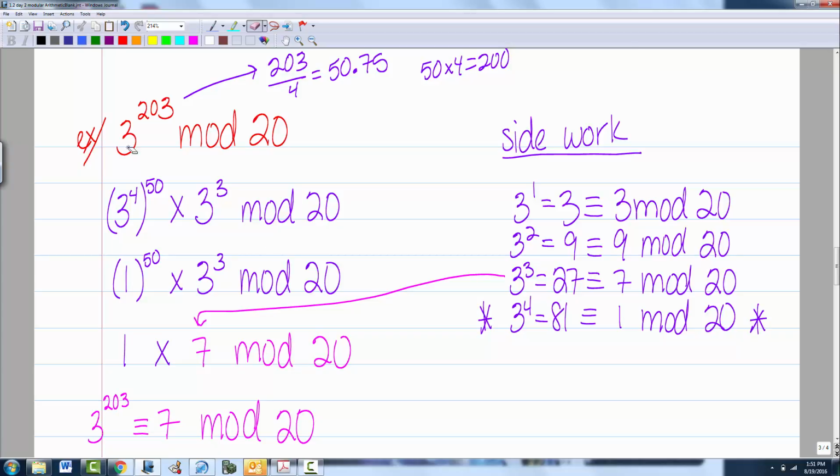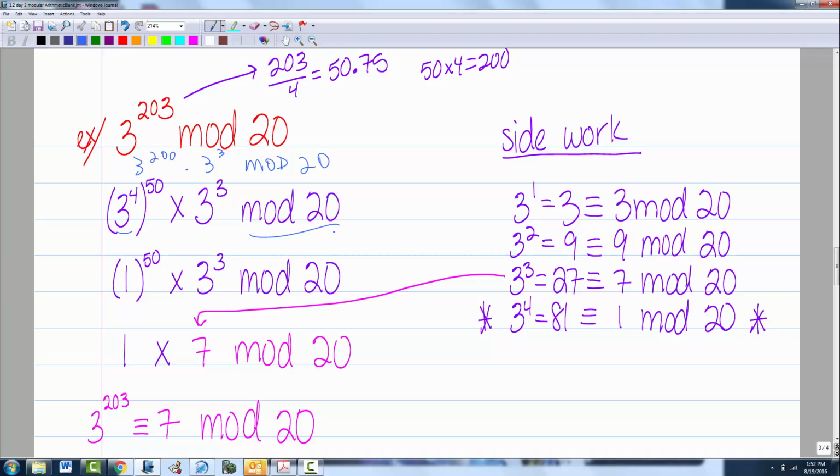So what I first did was write 3 to the 200th times 3 to the third. Then I broke down 3 to the 200th into the 3 to the fourth that I needed. I needed the 3 to the fourth because that's a 1 mod number. What's 3 to the fourth mod 20? Well, that's 81 mod 20, which is equal to 1 mod 20. That's why the 1 to the 50th power is written there. So this is a little trick in order to do this. It's very doable. I know it's weird.